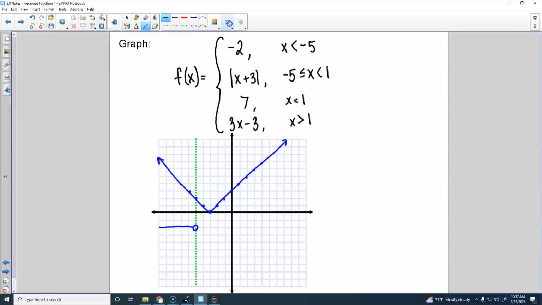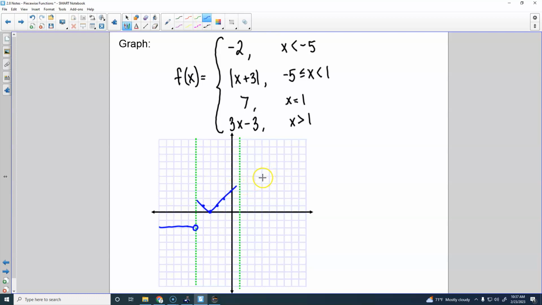But I am only supposed to use the part between -5 and 1. So that means this section over here is going to be gone, and this section over here is going to be gone. And you guys can see how you can do this without actually drawing and erasing, but if you need to, you can.